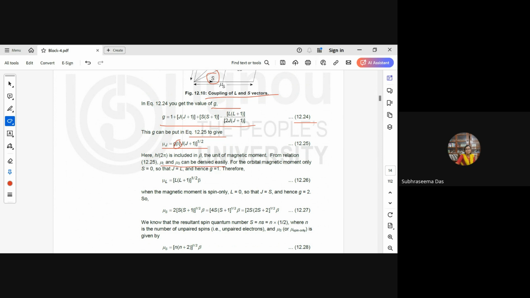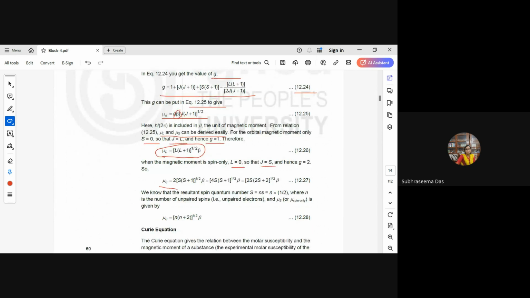For the orbital magnetic moment, S is equal to 0, so J is equal to L and hence g is equal to 1. Therefore mu L is given by L(L+1) to the power half, times beta. When the magnetic moment is spin only, L is equal to 0, so J is equal to S, hence g is equal to 2.